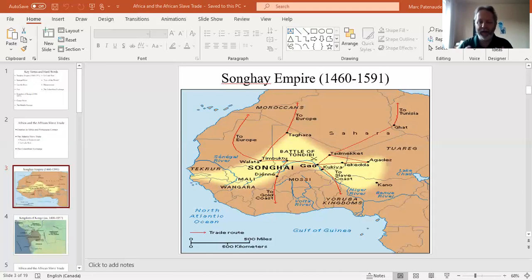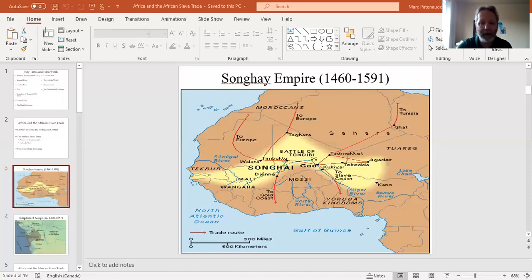Now, the empire will have humble roots. It will start as a tributary state of the Mali Empire, but will gain its independence after a series of civil wars in the Mali Empire that basically break that empire apart and allow for the rise of the Songhai Empire.